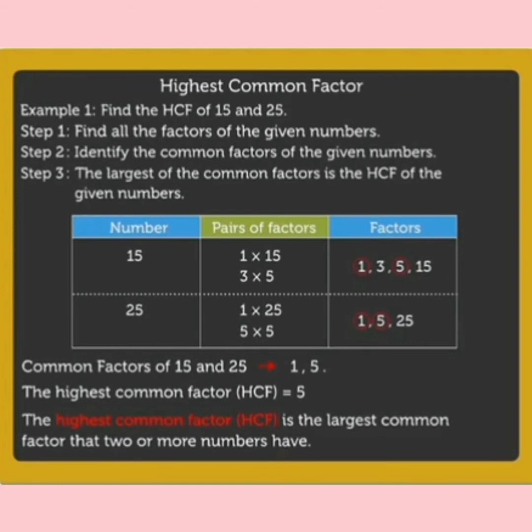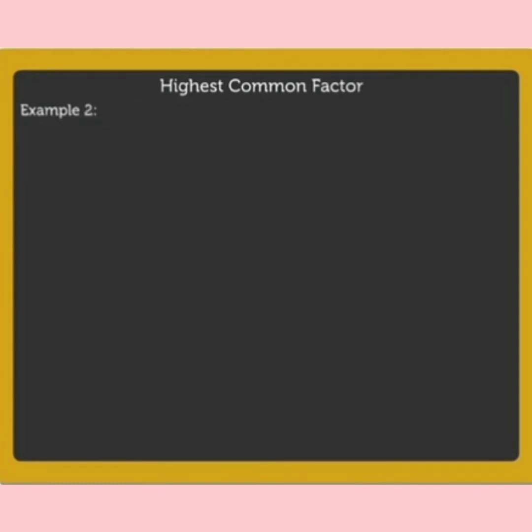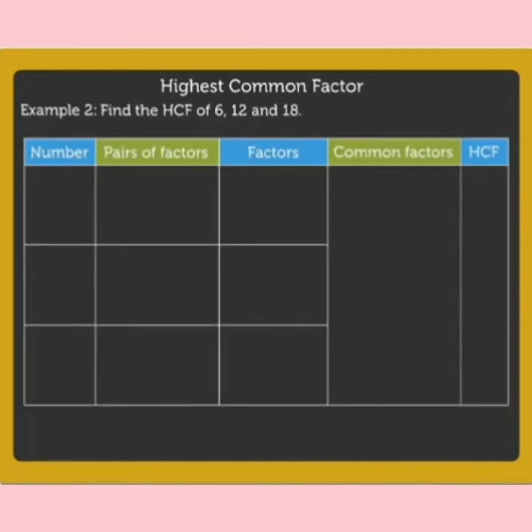Now, let us solve one more example. Find the HCF of 6, 12 and 18. Here, the pairs of factors of number 6 are 1 into 6 is equal to 6. 2 into 3 is equal to 6.